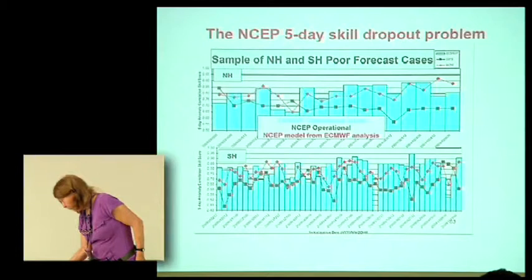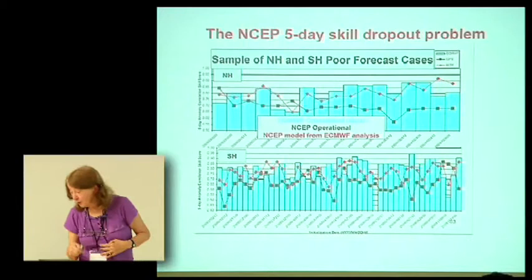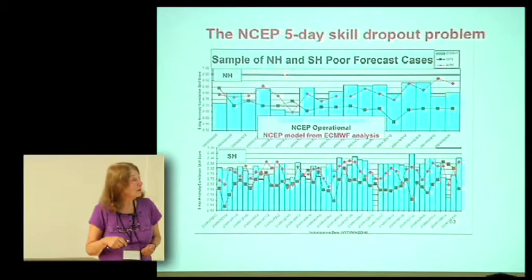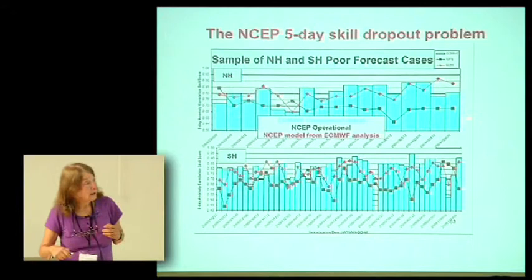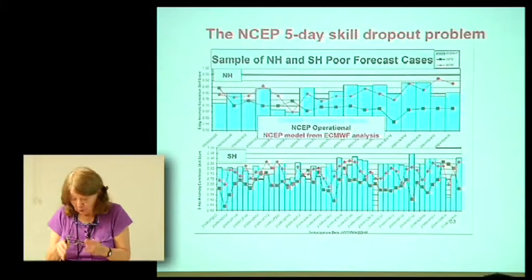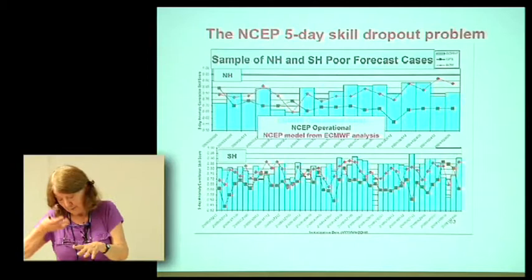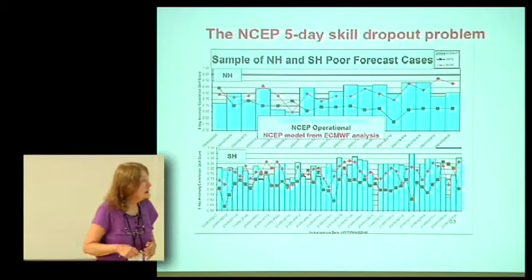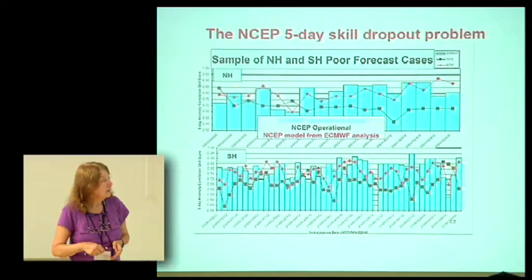So, this is perhaps one very exciting result. NCEP, the National Weather Service of the U.S., occasionally has some forecasts that are horrible compared to ECMWF. This shows a selected subset of cases in which there is a skill dropout, where the NCEP system skill dropped down. It shows in blue the correlation in the 5-day forecast of ECMWF, and in black the forecast from NCEP, and here you have another one.